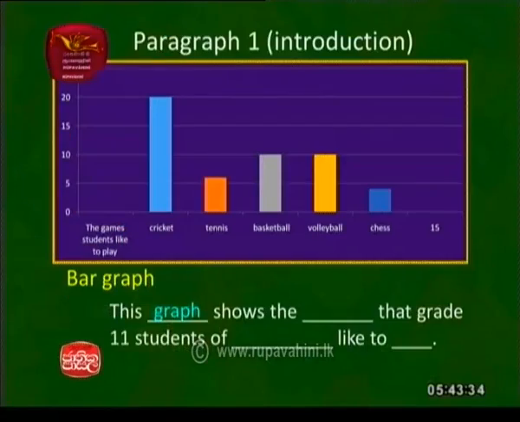Now this changes because this is a graph. If it's a chart, this chart. This graph shows the games that grade 11 students of your school like to play. Now see the verb that I told, if it's a game, you have to use play or do.